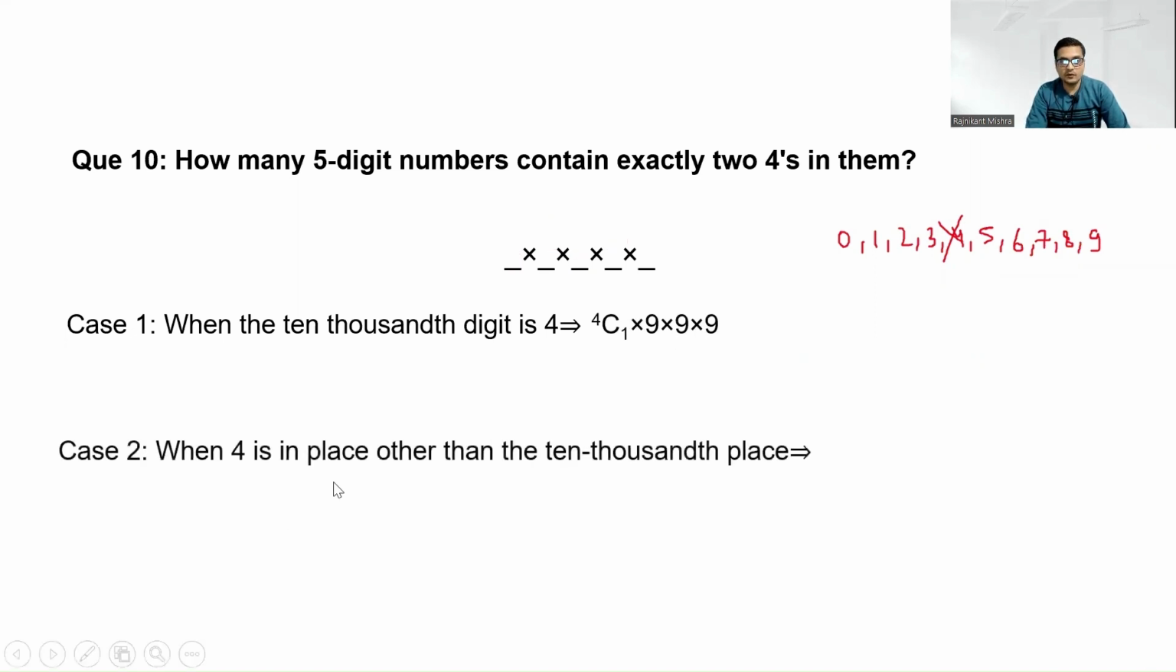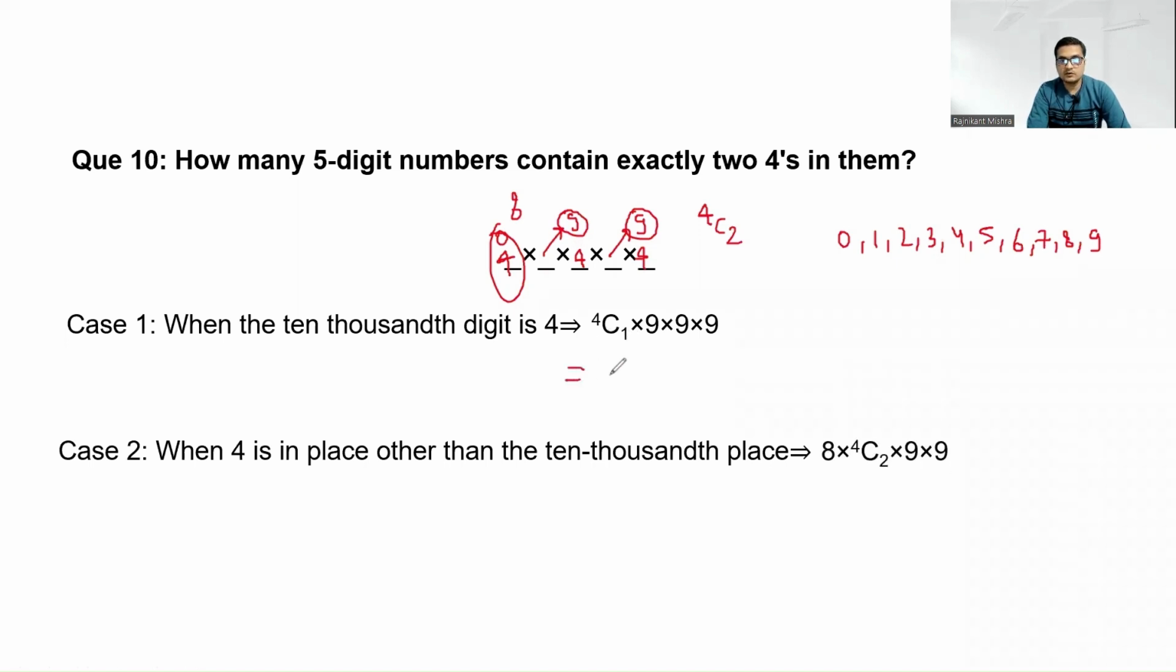In case 2, when 4 is in a place other than the 10,000 place, you cannot put 4 or 0 here, so for first position we have only 8 choices. And out of these 4 places, 2 places are reserved for 2 4s. Suppose you put 2 4s here and here, then 2 positions are vacant, and at this position we cannot put 4, so the number of choices is equal to 9, and for this position the number of choices is equal to 9. Now the possible number of arrangements is equal to 8 into 4C2 into 9 into 9.